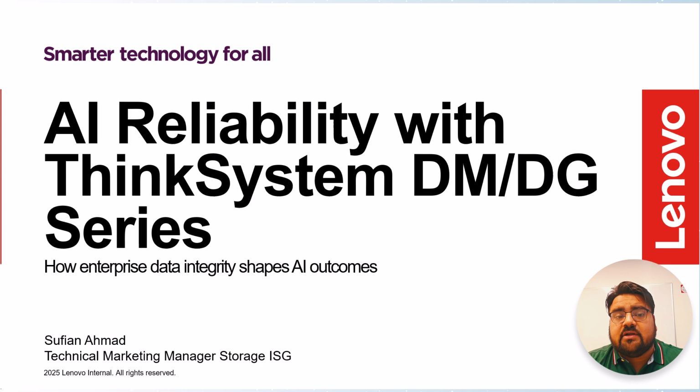In enterprise environments, data is constantly changing, whether from updates, automation pipelines, or even unexpected events like corruption or ransomware. And when that happens, AI systems don't fail gracefully. They start producing incorrect or misleading results. So the real question becomes, how do you maintain trust in AI when the underlying data changes? That is exactly what I'm going to share with you today.